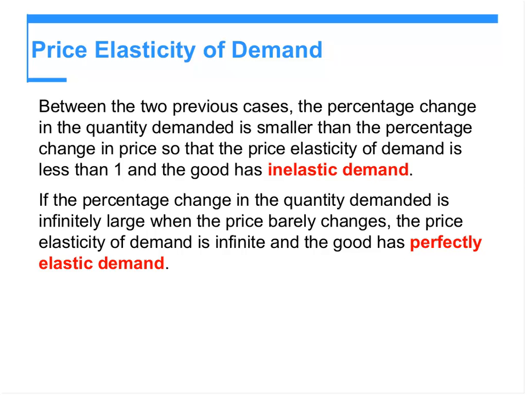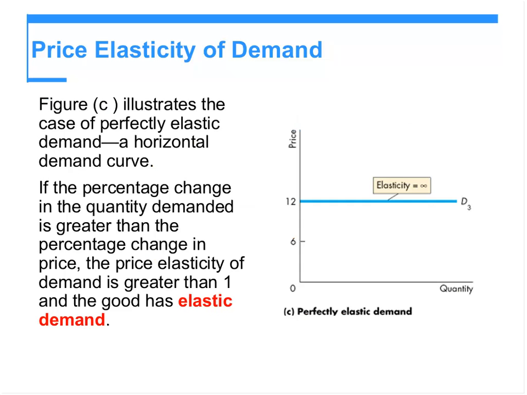Look at this picture. Figure C illustrates the case of perfectly elastic demand, a horizontal demand curve. As you can see, whatever the price was, the price at 12 is exactly where the demand is going to be, no matter what. But if the price changes, you may not have demand at all. This exactly means if the price is just 12, you have demand. If you go less than that, there is no demand defined. Okay, as you can see, up or down. We call this perfectly elastic demand.